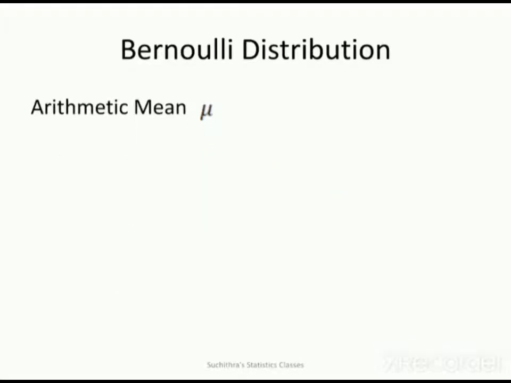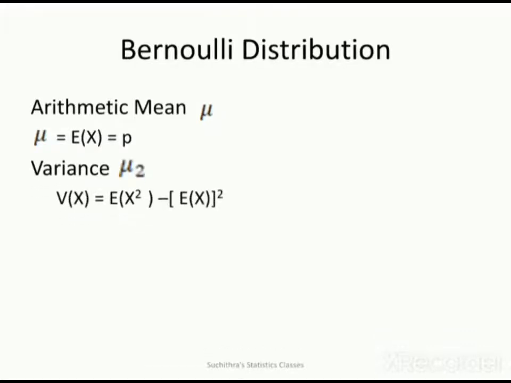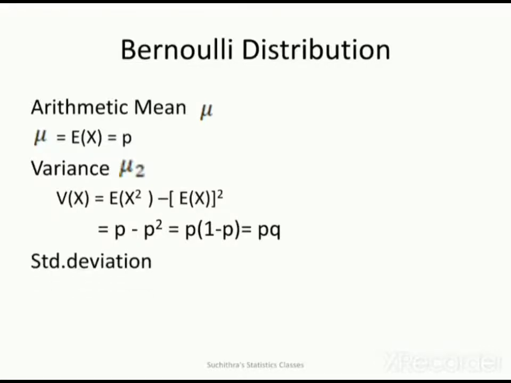Then arithmetic mean mu. What is mu? Mu is E of x. Mu 1 dash itself is mu, which is equal to p. Variance mu 2 is equal to variance of x, which is equal to expectation of x square minus E of x whole square, that is p minus p square. Take p outside. So we are getting p into 1 minus p. And we know that 1 minus p equal to q. So variance of x equal to pq. Then standard deviation. What is standard deviation? It is root of mu 2, which is equal to root pq.